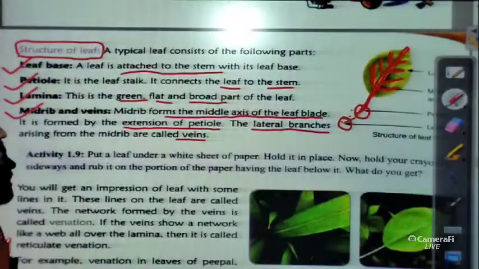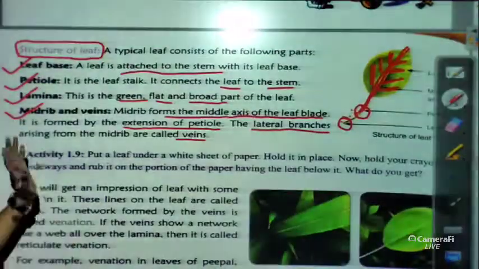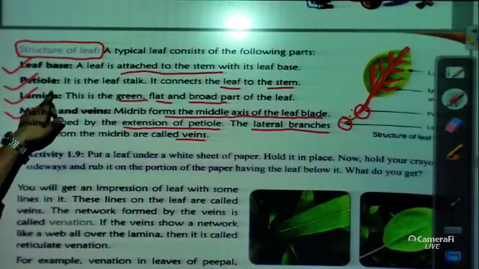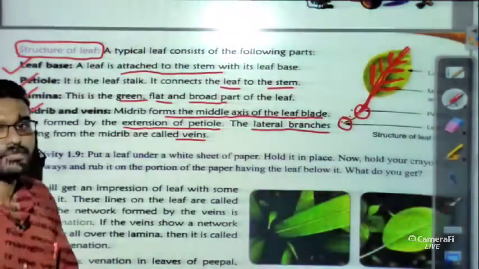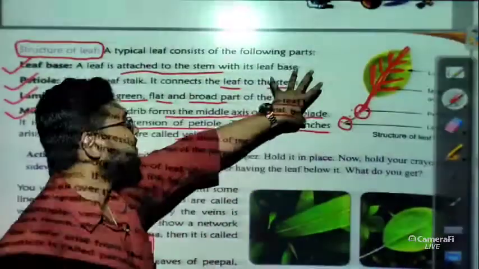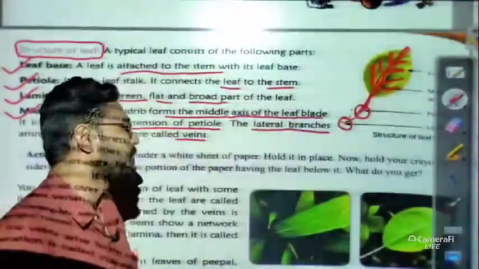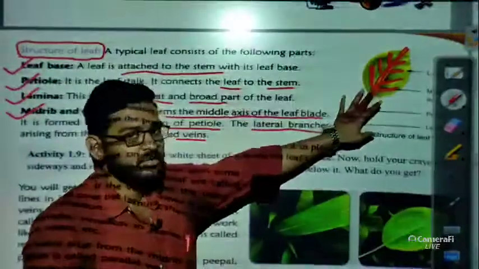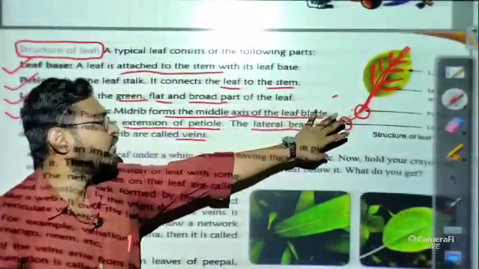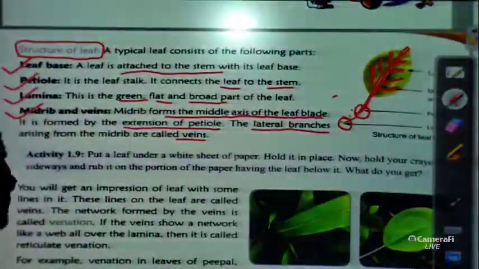So clear, these are the basic parts or basic structures of a leaf: leaf base, petiole, lamina, midrib and veins, okay. So what you have to do, students, you have to correlate the terms with this picture, okay. If these pictures are there in your mind, then you will never forget these things, okay.